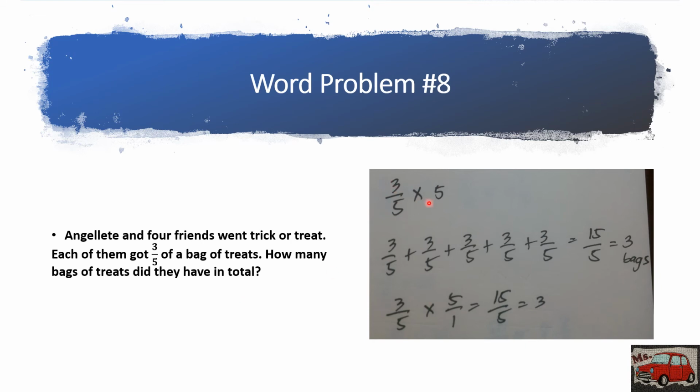So, 3/5 times 5. So, pwede natin i-add lang yung 3/5 na 5 beses and that is 15 over 5. Or to simplify, that is 3 bags. Okay? Or let's do it another way. So, yung 5 magiging 5 over 1. So, we'll multiply the numerator and denominator and we'll get the same answer, 15 over 5 or just 3 bags. Okay?